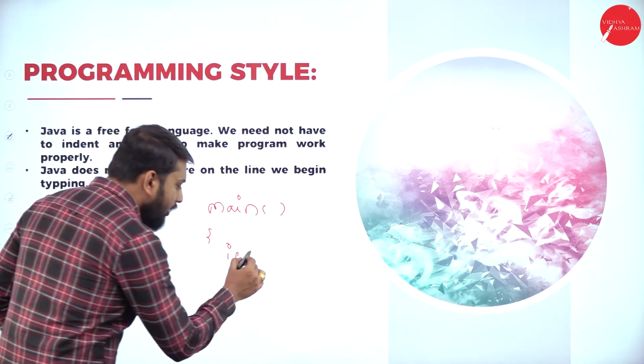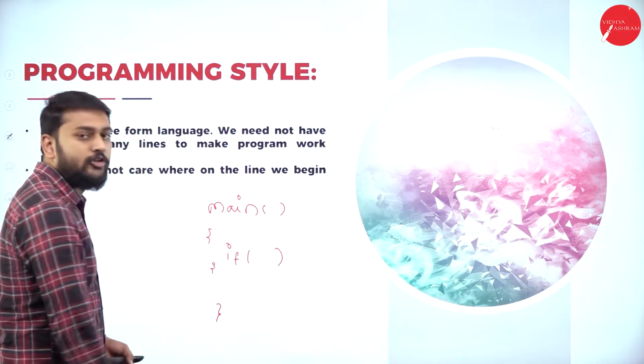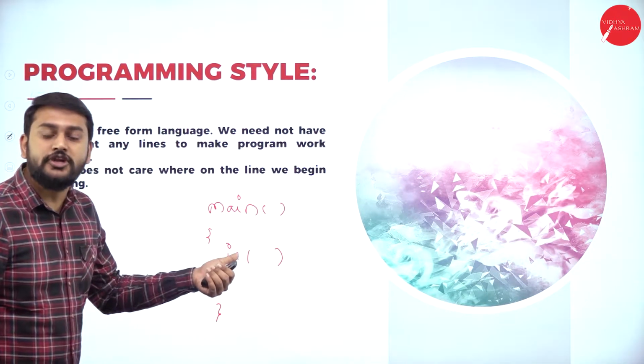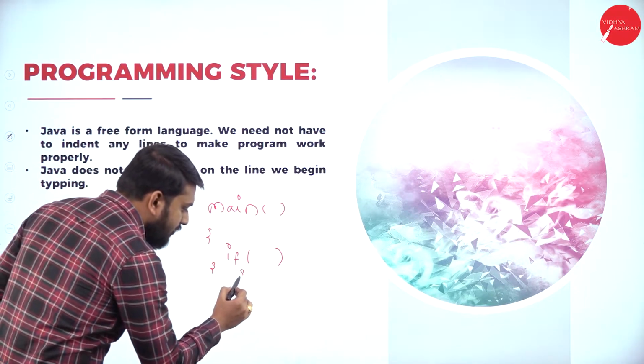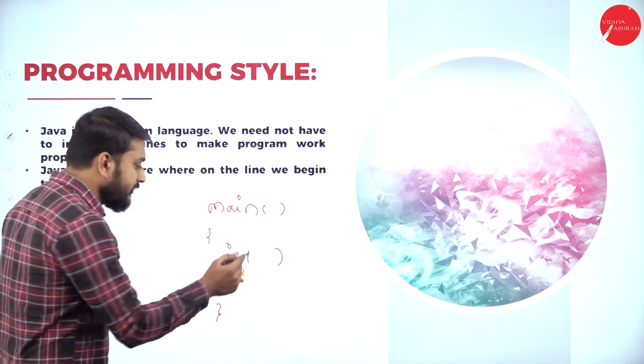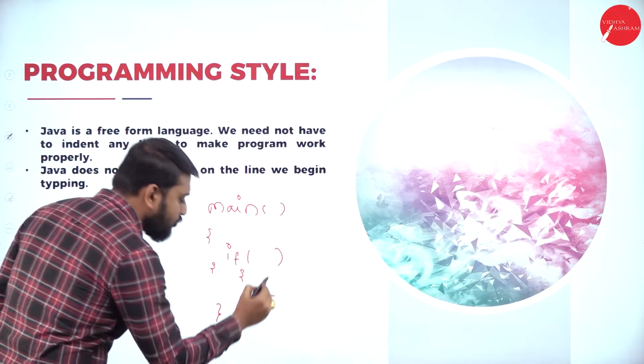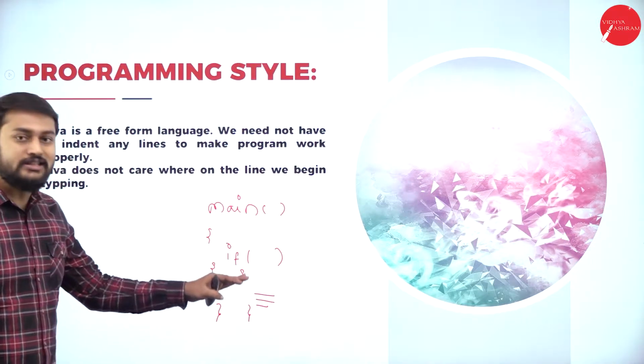So for example, I have this if statement. After that, I am not supposed to start my flower bracket here, which belongs to the if statement. I should start it here rather. Whatever lines belong to this if statement, I should write inside this flower bracket, and I should close it like this. So this is what I will call an indentation.